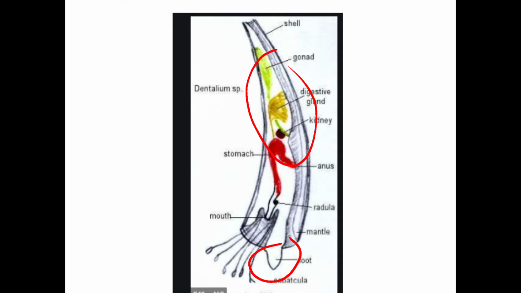Next, the two lateral lobes of the mantle become fused mid-ventrally. You can see the mantle in this image. This is the mantle and it fuses mid-ventrally and forms the conical shell. Then scaphopods are microcarnivores. That means they feed on small foraminiferans. Then they have a radula. They also have a special type of tentacle, called captacula. This is a special kind of tentacle.